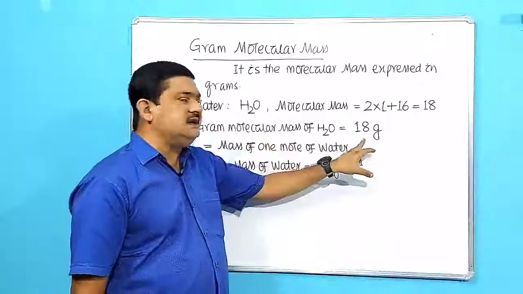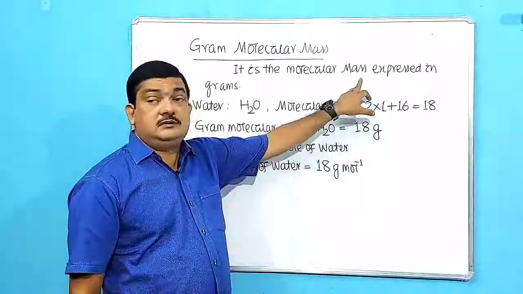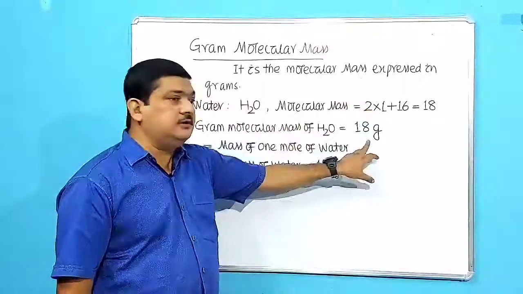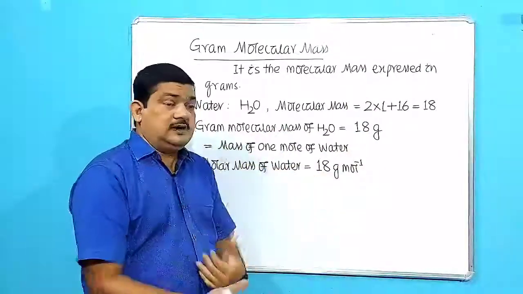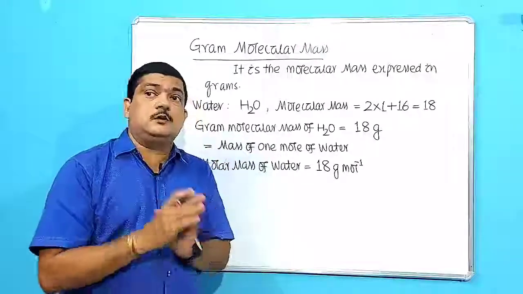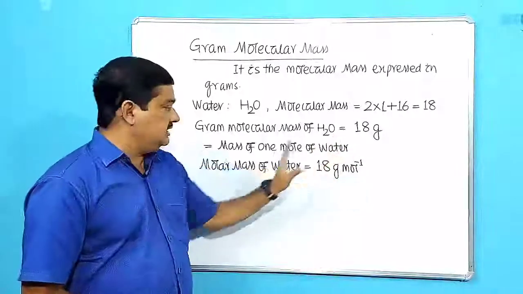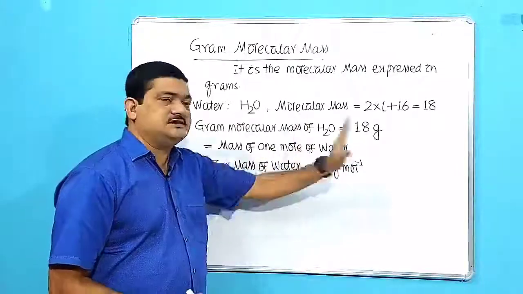Now gram molecular mass of water is 18 gram. Gram molecular mass definition I already told you. It is the molecular mass expressed in grams, so the unit will be grams. So what is the uniqueness of gram molecular mass? Now it is the mass of 1 mole of that substance.